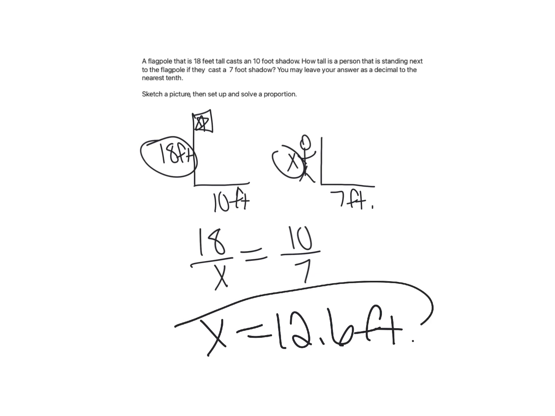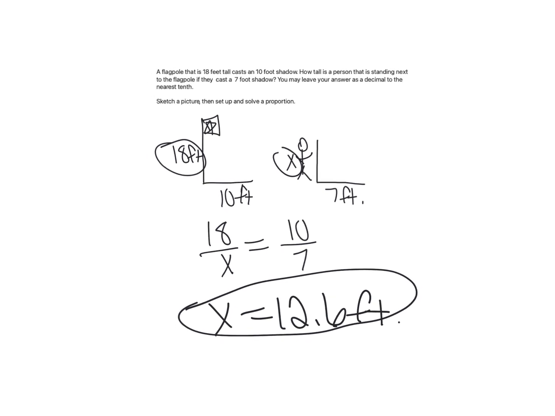Holy cow, how tall is a person? Well, maybe our person is standing on some stilts if they are 12.6 feet tall. Sorry about that. That might not actually be a legitimate height. I was working with some numbers. But we set it up correctly, and we have our proportion set up, which is kind of what we're working with here.